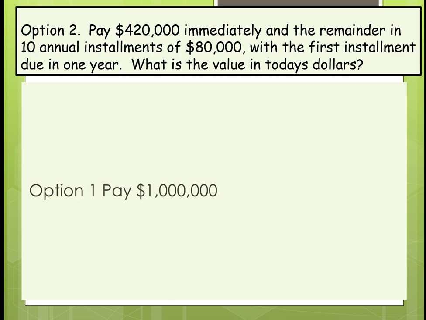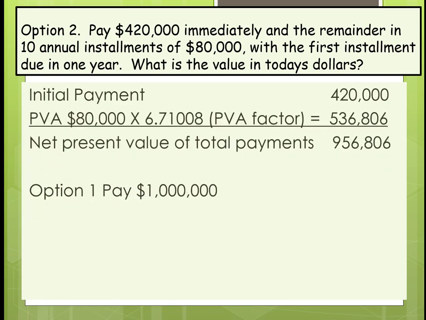So, how do we do that? We're going to take our initial payment, and we're going to take the present value factor times the $80,000 to turn it into today's dollars. And that tells us that the net present value of all the payments are $956,806. So that would be the net present value of option 2.